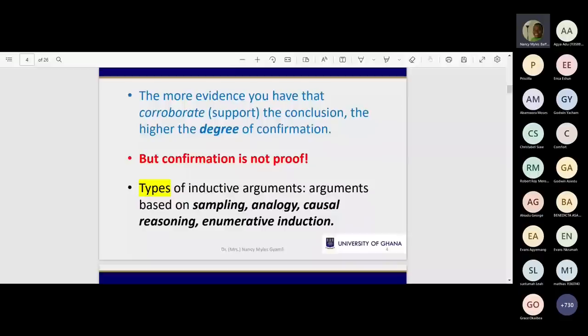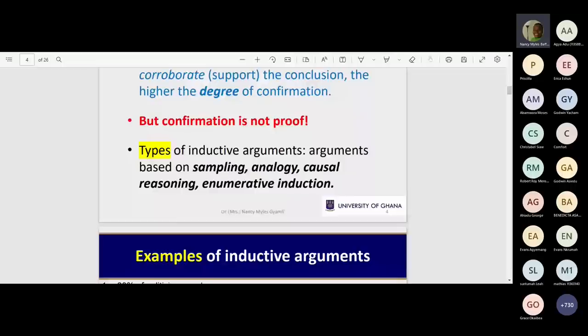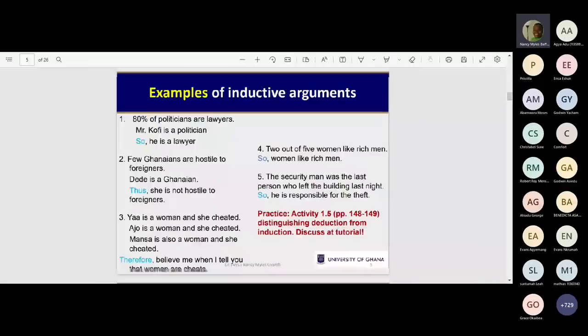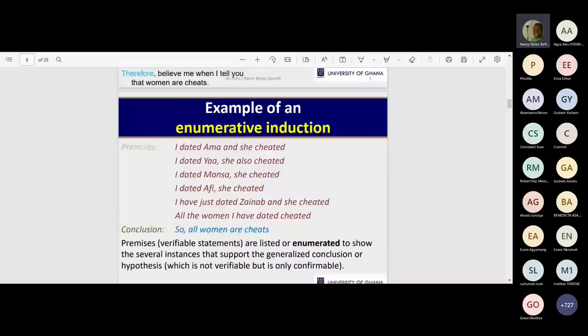There are types of induction, just like there are types of deduction. The types of deduction were modus ponens, modus tollens, hypothetical syllogism, disjunctive syllogism. But the types of inductive argument are what? Argument based on sampling, argument based on analogy, causal reasoning, enumerative induction. So these are just some more examples. Your TA, your tutor, took you through that, so I won't worry myself. Why is the reasoning inductive? Even if you accepted the two premises given in most of the cases as true, it doesn't necessarily lead you to the conclusion, so and so, therefore so and so. That's the essence of this slide, to give you instances to remind you of what induction is.